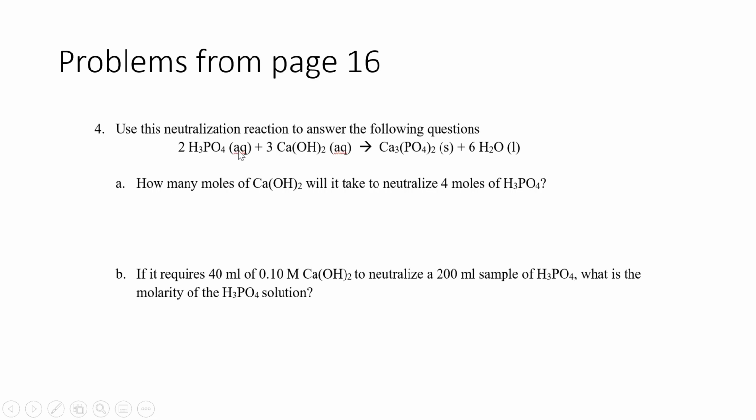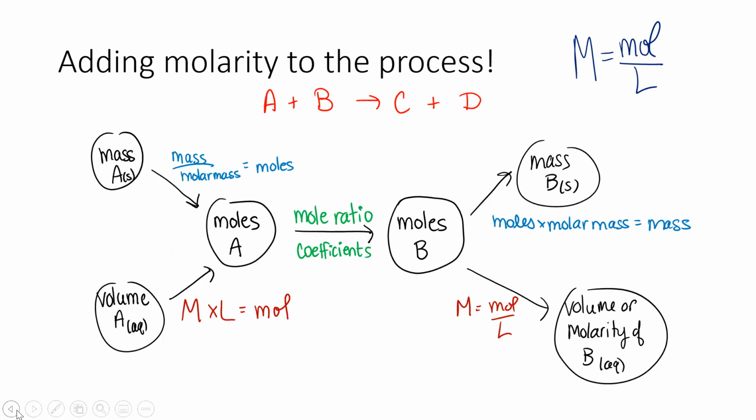All right, so these are examples of a 1-to-1 ratio. So let's take a look at an example where it's not a 1-to-1 ratio. So in this problem, we said, okay, we want to neutralize 4 moles of H3PO4, and you're trying to find moles of calcium hydroxide. So if I look back at my mole map, this is actually just a one-step calculation. I'm just going from moles H3PO4 to moles calcium hydroxide. So just one step there.